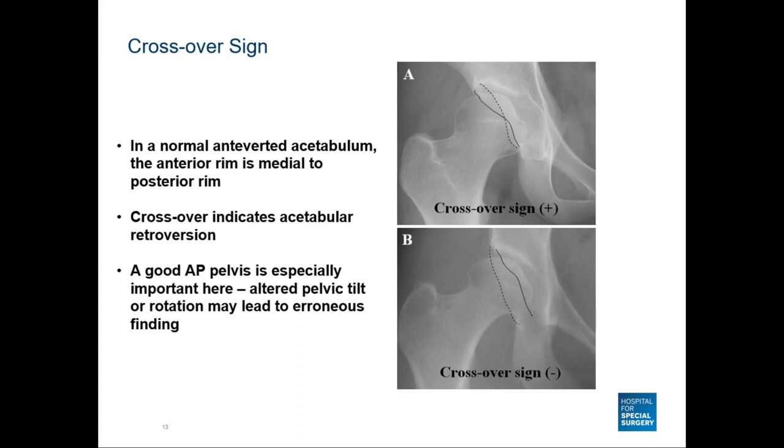It is very important to evaluate for the presence of crossover when evaluating a dysplastic hip. In a normal hip, with a normally anteverted acetabulum, the anterior rim is medial to the posterior rim, and crossover can indicate some acetabular retroversion.